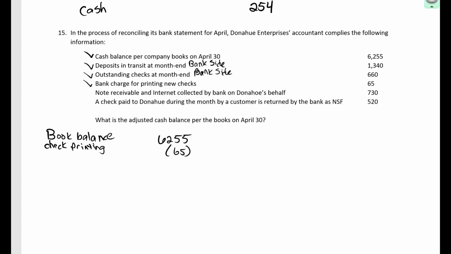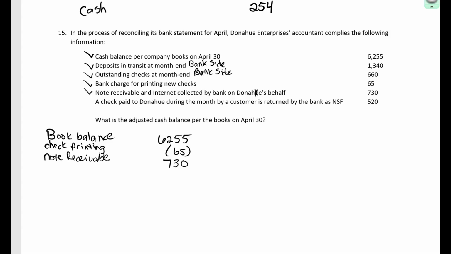A note receivable and interest collected by bank on Donahue's account. Okay, that's $730. So they collected it on our behalf. So this is the note receivable. So we will increase our account by $730 because that account was paid and they paid it directly to our bank account and bypassed us.